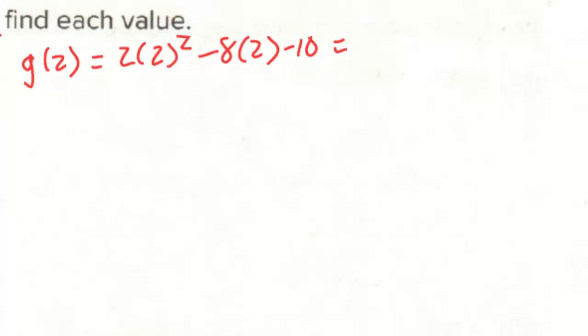Don't forget to do the square part first. So 2 squared is 4, 4 times 2 is 8. Negative 8 times 2 is going to give me a negative 16, and then minus 10. We add all those together and we get negative, it looks like negative 18.